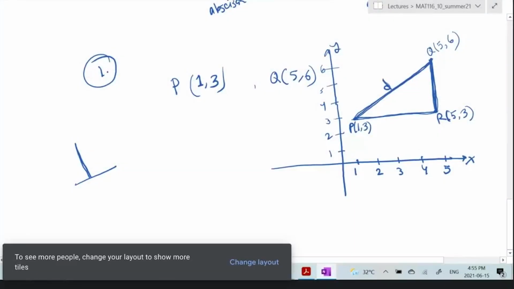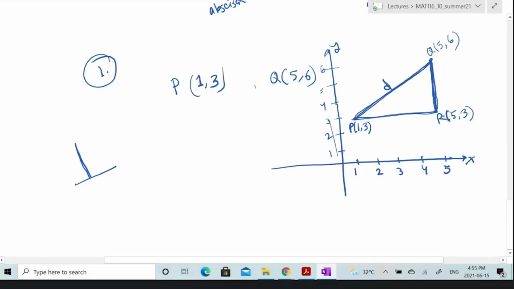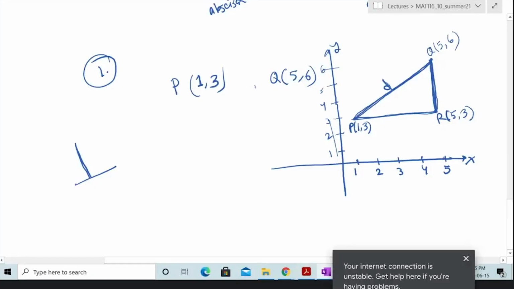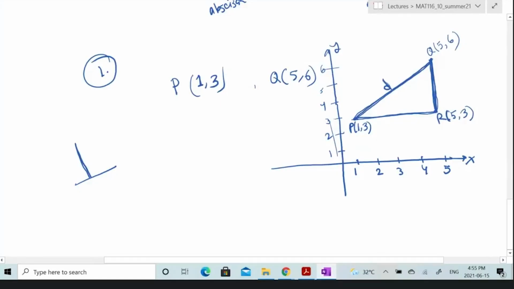Remember, x is the distance from the y-axis. So if this is the y-axis, R is 5 units away from the y-axis. And if I need to know the value for y, the distance is from the x-axis. The y value for P is 3, and since P and R are on the same parallel line, the height, or the value of y, is going to be 3 here as well. That's why the position of R is going to be (5, 3).